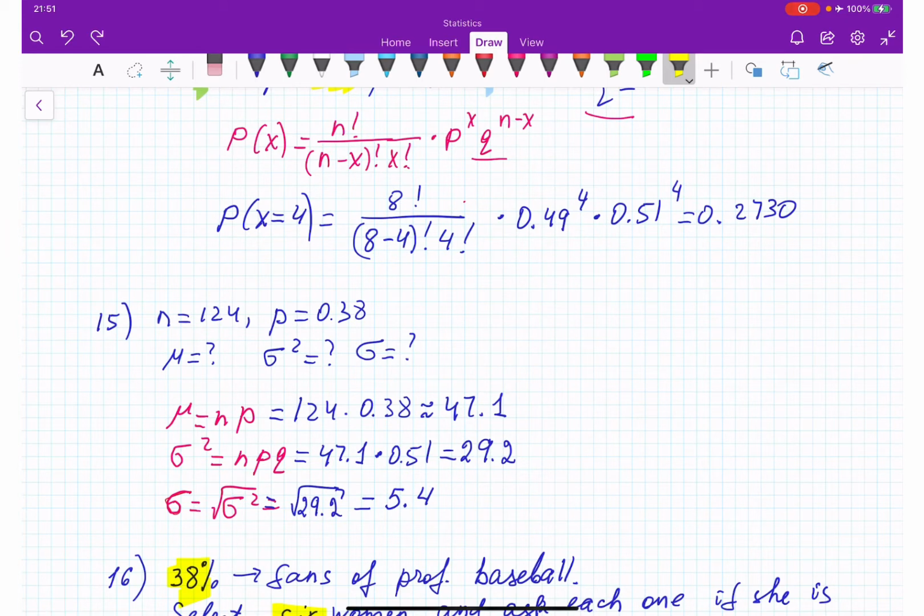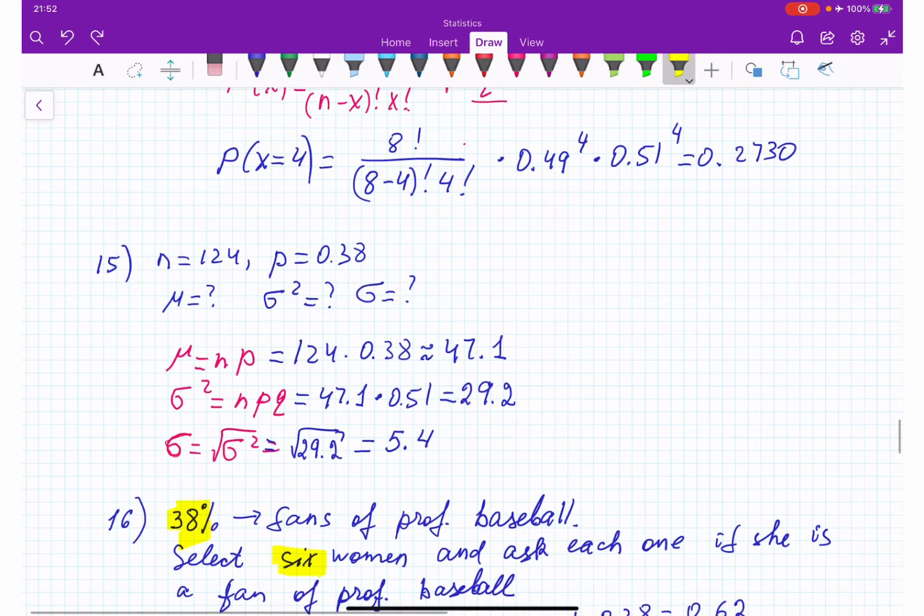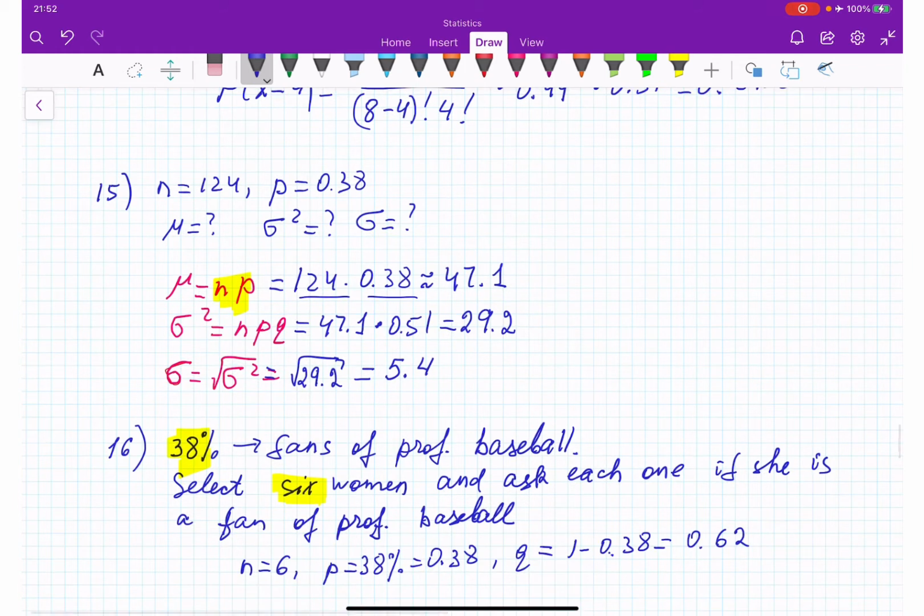For the next question, number 15, given n is equal to 124, probability of success equals 0.38. We need to find the mean, variance, and standard deviation. Mean for binomial distribution is equal to n times p. So it is going to be equal to 124 right here times the probability of success 0.38, equal to 47.1.